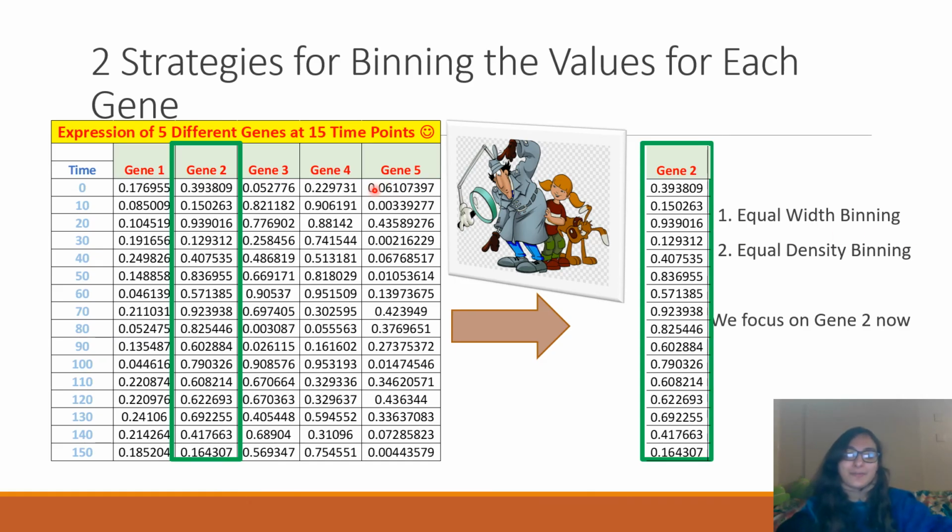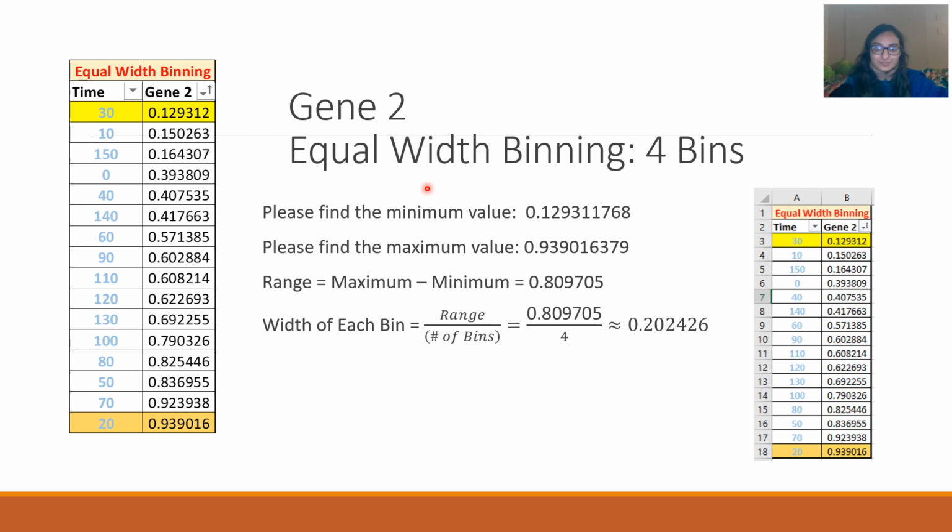Now we can focus on doing the same thing for gene 2 in terms of its equal width binning. So we're going to focus on this part here, equal width binning for gene 2. As I mentioned, we do each column, each gene, separately, and its binning will be done separately. So again, we take the minimum value for gene 2, we find the maximum value for gene 2, and the range is the difference between the maximum value and the minimum value.